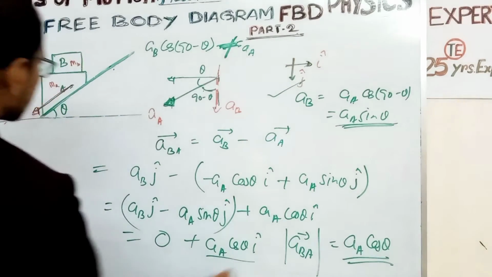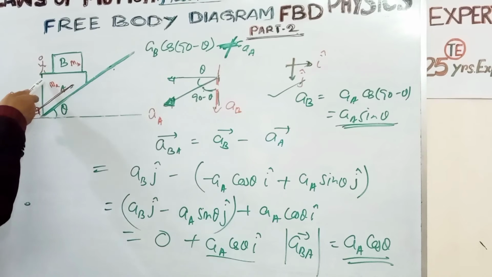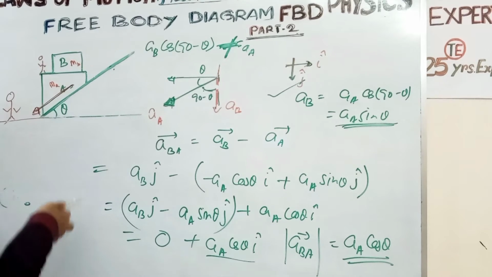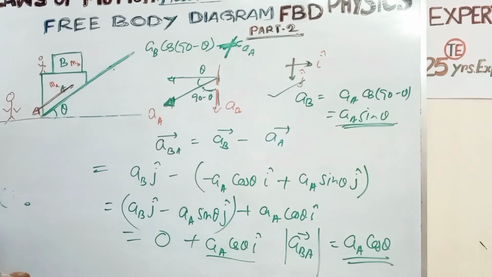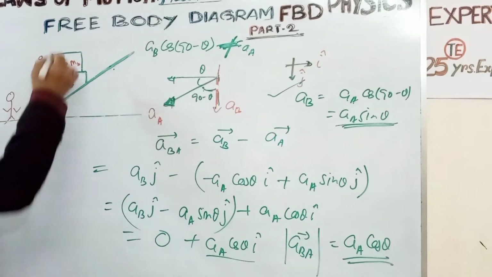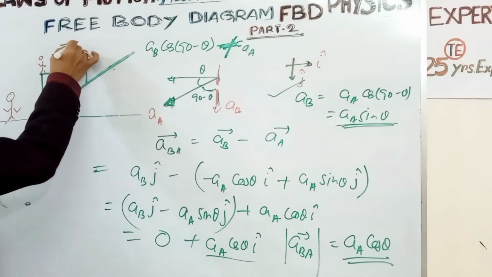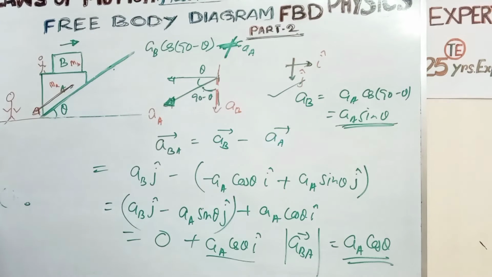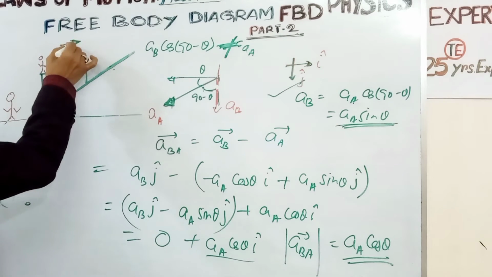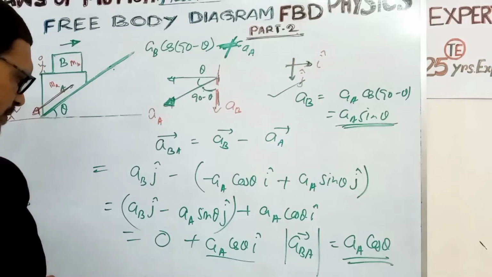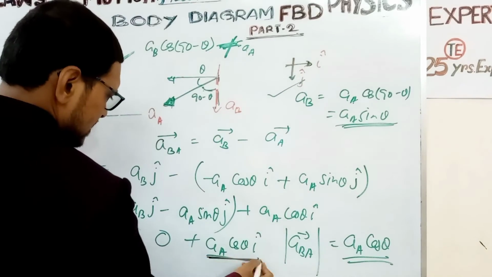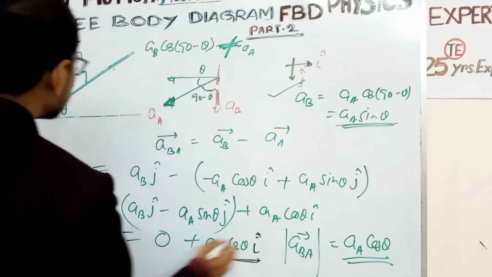Now what is the direction? If a man stands on the block a and observes the motion of the block b, then he sees plus i, that is in this direction. He sees the block move in this direction, because the acceleration vector is in the direction of i.